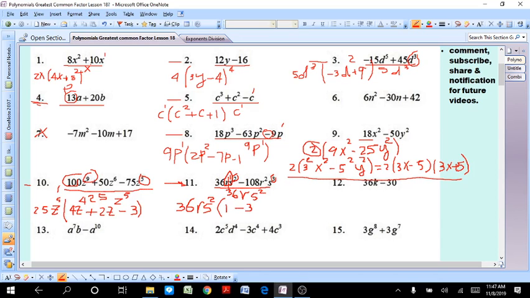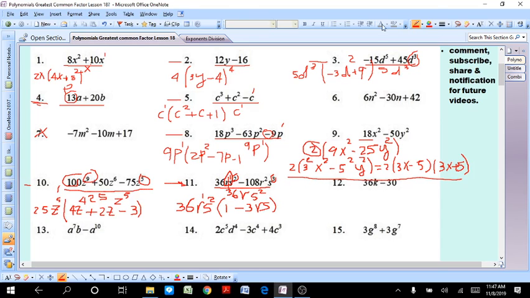So the first one is 1. The next one, we said 108 divided by 36 is 3. Then we have r to the second, and we have a 1 here, right? Now notice there's a 1 here. 2 minus 1 is 1, that would be r. The remainder, s cubed: 3 minus 2 would be 1, that would be s. That is how you do question number 11.